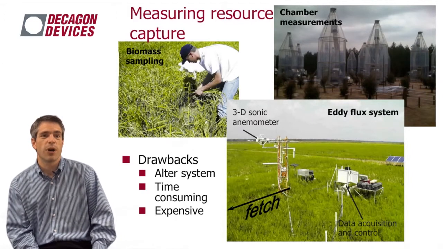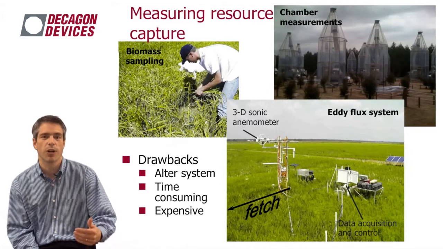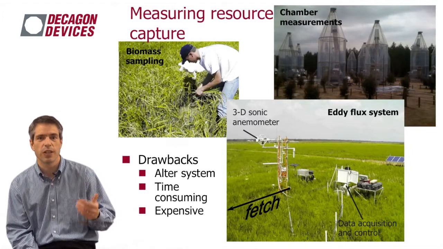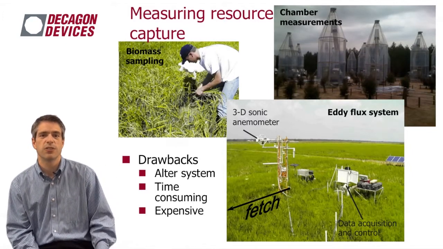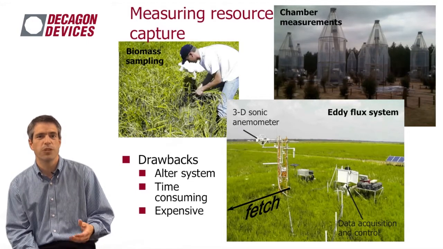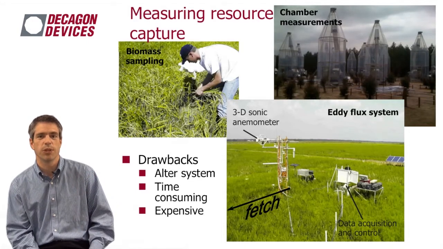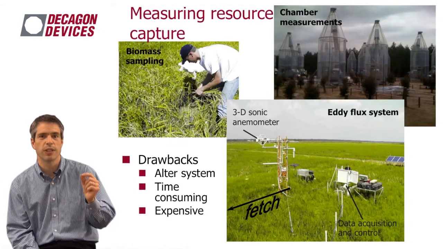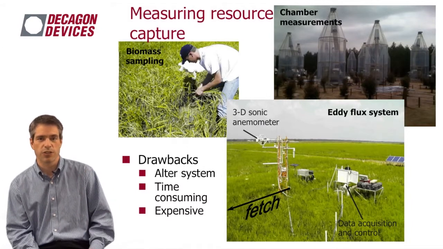And finally, down in the bottom middle, this is an eddy flux system. We can measure the carbon dioxide coming into and going out of a system by simply measuring the eddies that move past a three-dimensional sonic anemometer and sampling out of those eddies the concentration of carbon dioxide and other scalars of interest like water vapor.